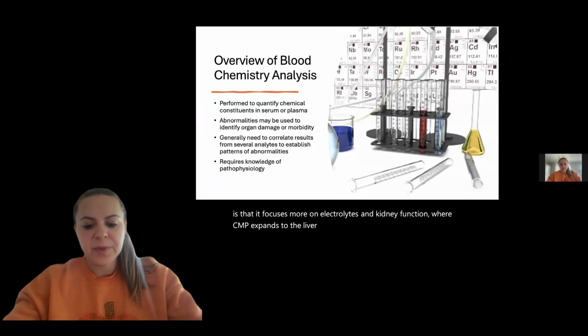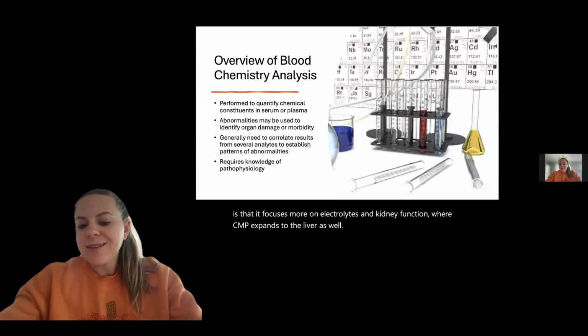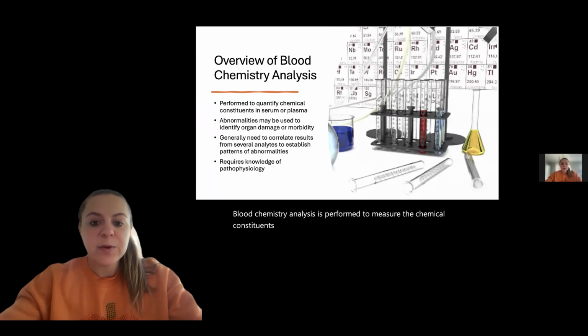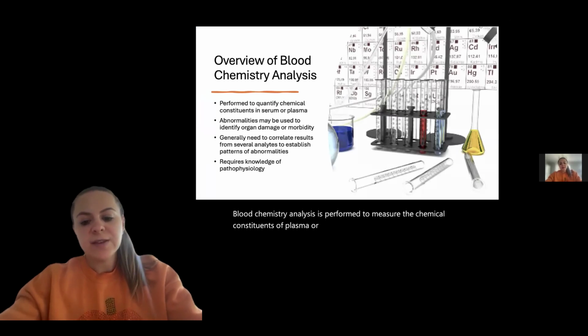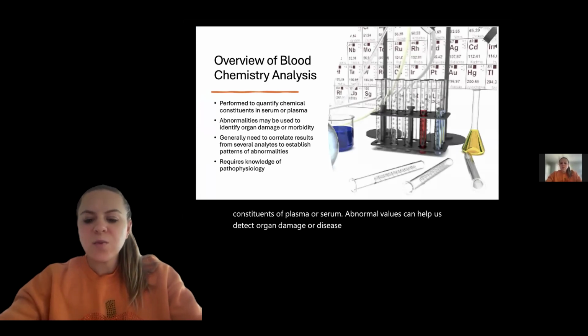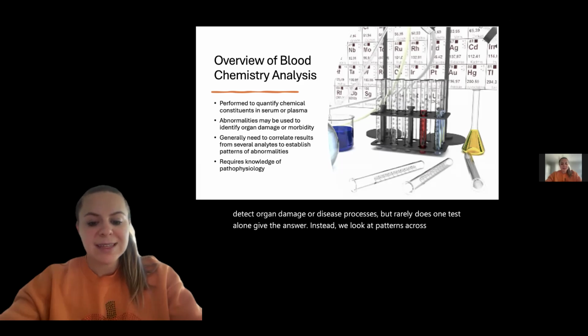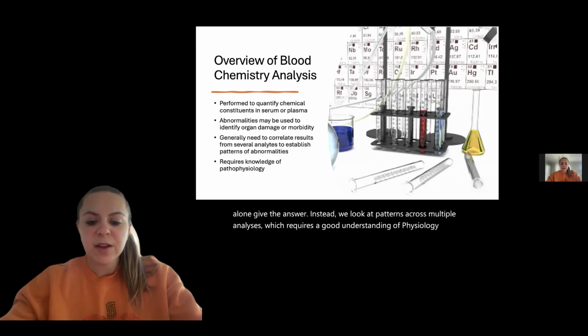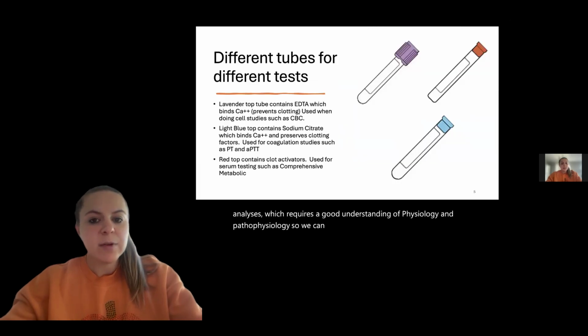Blood chemistry analysis is performed to measure the chemical constituents of plasma or serum. Abnormal values can help us detect organ damage or disease processes, but rarely does one test alone give the answer. Instead, we look at patterns across multiple analyses, which requires a good understanding of physiology and pathophysiology so we can interpret these laboratory findings in clinical context.